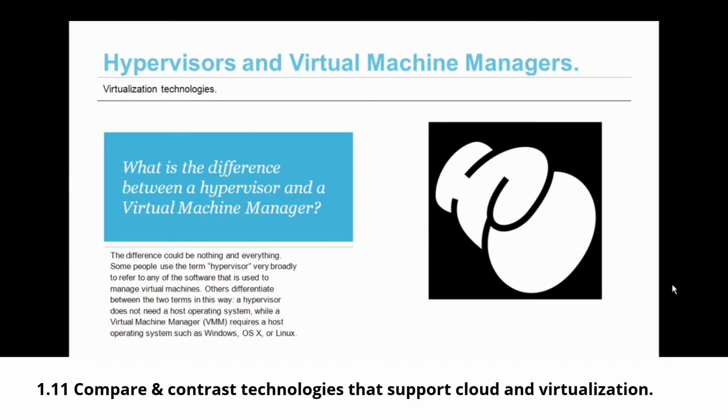Others will differentiate between the two terms in this way. A hypervisor does not need a host operating system, while a virtual machine manager, or VMM, requires a host operating system such as Microsoft Windows, Apple OS X, or a Linux operating system. Meanwhile, the hypervisor can operate as its own operating system.